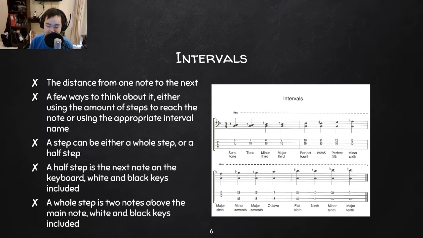So what's the distance between, let's say, a C and an A, or a G and a B, that kind of thing. There are a few ways to think about it. You either use the number of steps to reach the note, or the appropriate interval name. Let's break it down. A step can either be a whole step or a half step. Let's talk about steps first. A half step is the next note on the keyboard, white and black keys included.